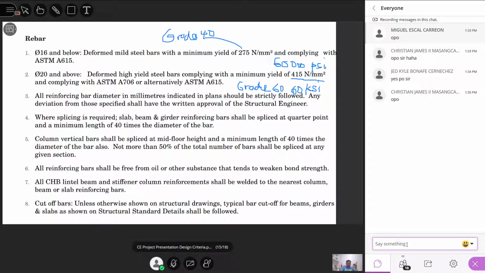Including kung paano tayo magkakaroon ng splicing. Nakalagay dyan, that is 40 times bar diameter yung splicing natin. And at a certain zone, your splicing should not be more than 50%. Ayan ba, meron kang column. Hindi dapat yan i-splice mo lahat at a certain zone. Dapat at least 50% lang. The rest are continuous. Okay?